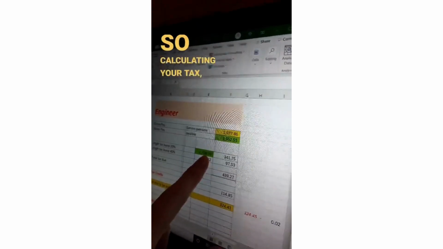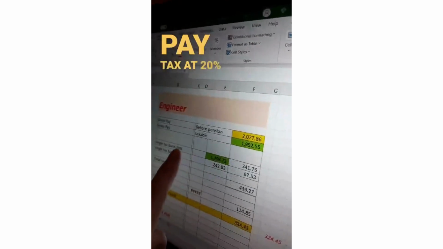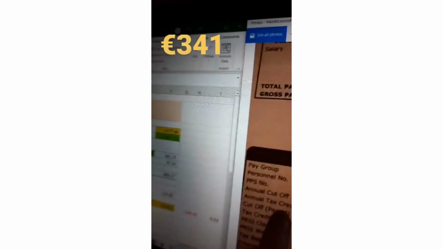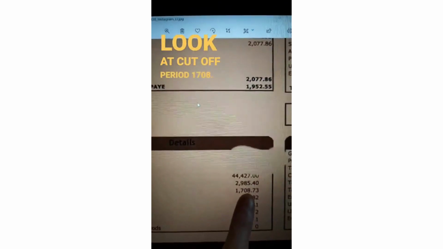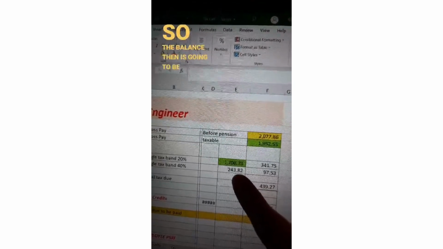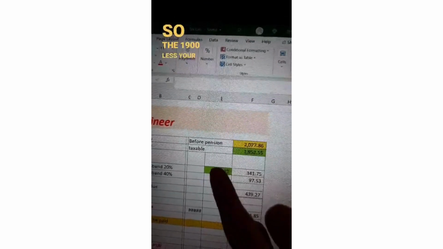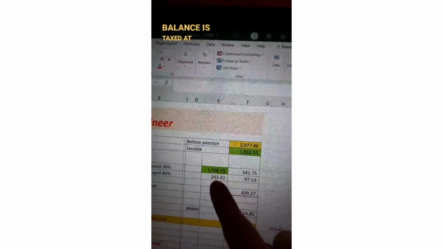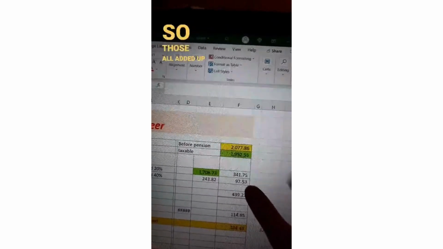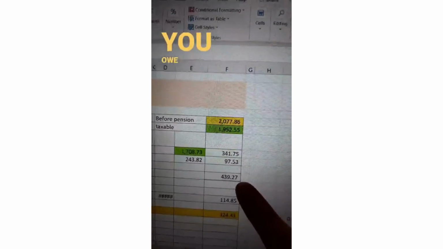So calculating your tax then, for the first 1708.73, you're going to pay tax at 20%, and that comes to 341. And I got the 1700 figure from your pay slip. If you look at cut-off period 1708. So the balance then is going to be taxed at the higher rate of 40%. So the 1900 less your 1700, your cut-off, and then the balance is taxed at 40%. So those all added up come to 439.27 you owe in tax.